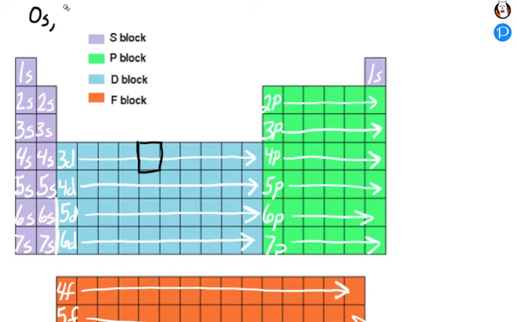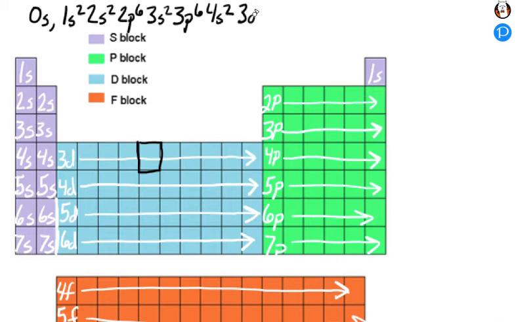So I've got 1s2, 2s2, 2p6, 3s2, 3p6, 4s2, and then we get to the D block. So 3d10. I can fit 10 electrons in there. So 3d10.